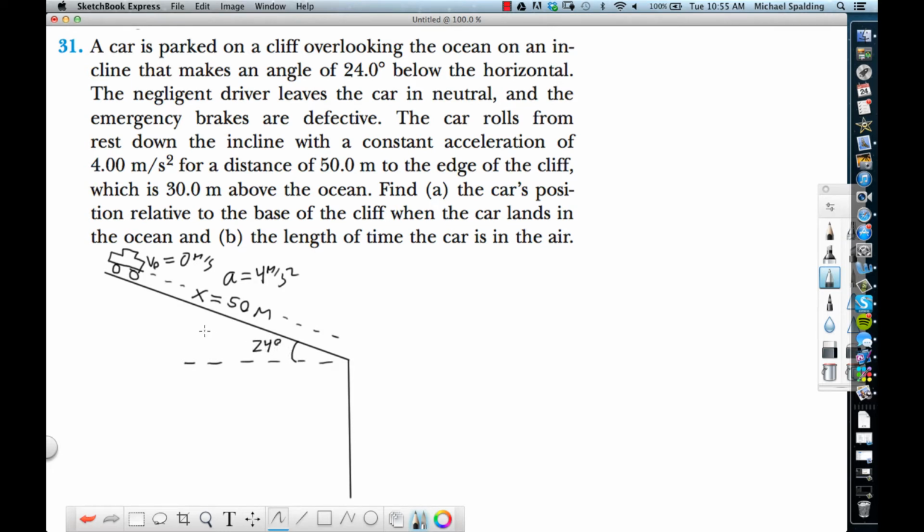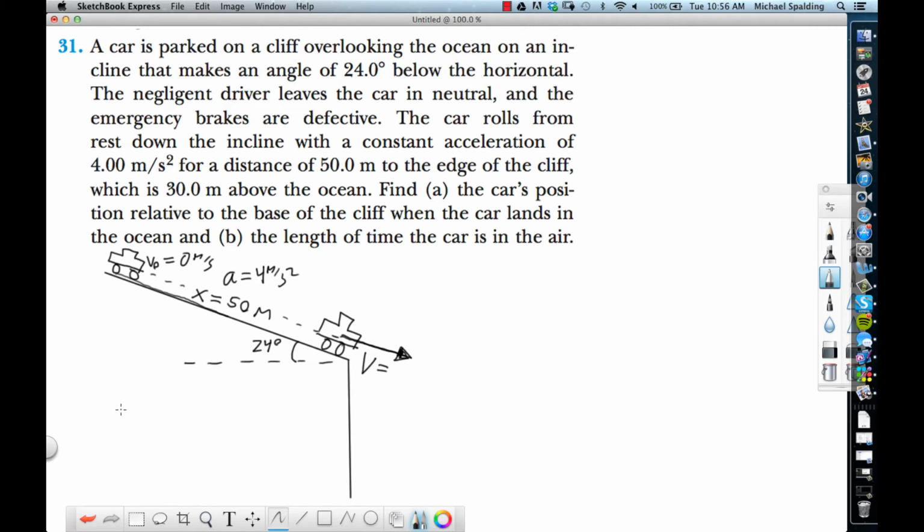24 degrees right there. Now, the first part of the problem is one-dimensional. It's actually not even chapter 3, it's last chapter, one-dimensional motion. The car goes down this hill, right? It's moving in a straight line path. Does that make sense? So the first thing we got to do is figure out the velocity of the car when it reaches the bottom of the hill, because that's going to be the starting velocity for the projectile motion part. So how do we find this velocity?